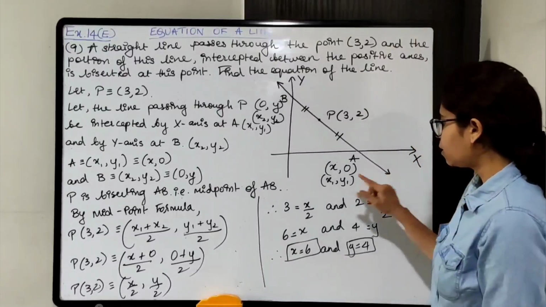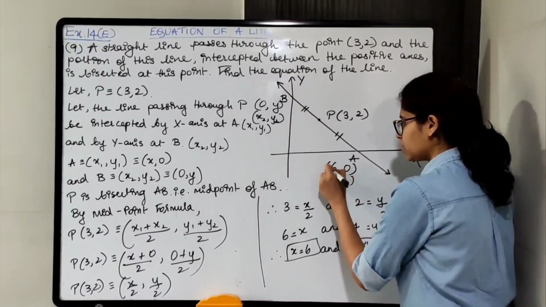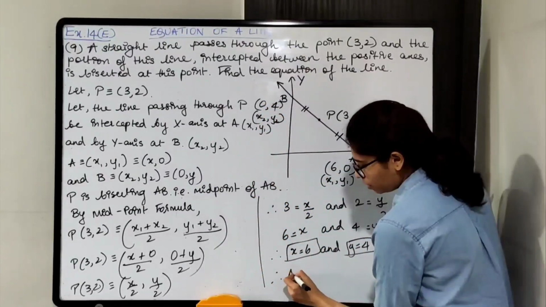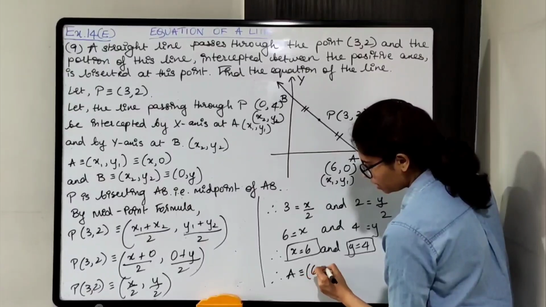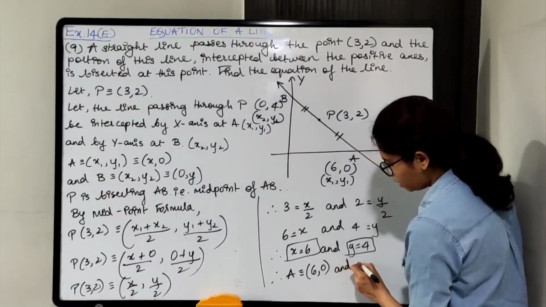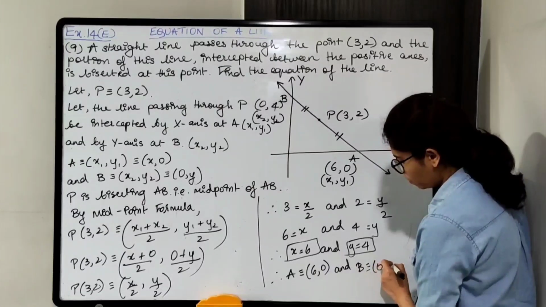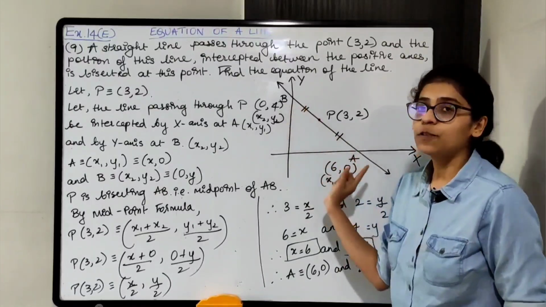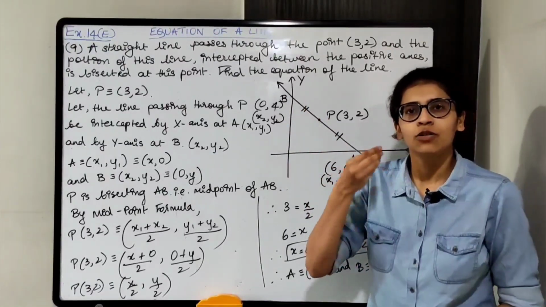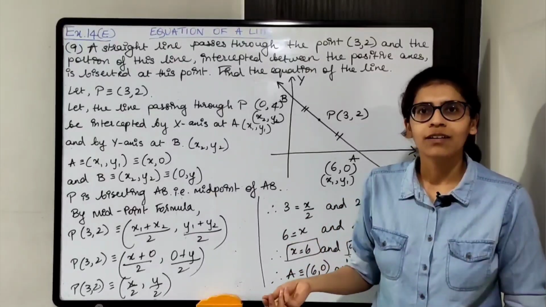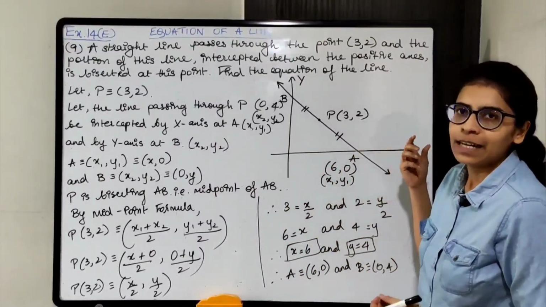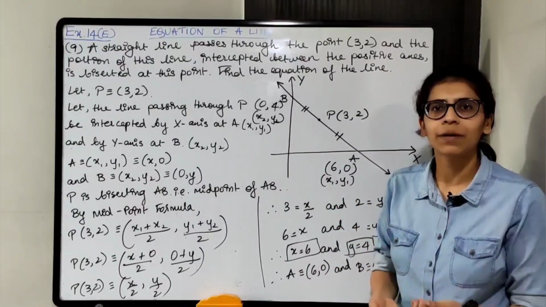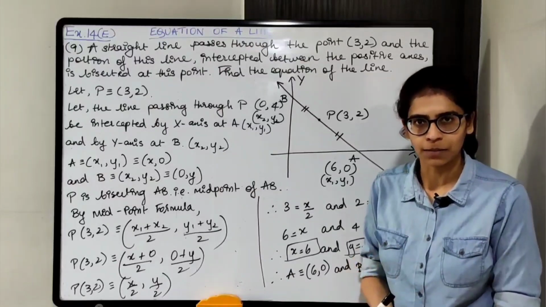Okay. So A will be 6, 0 and B will be 0, 4. So write down A is 6, 0 and B is 0, 4. This is x1, y1, this is x2, y2. So since we have the coordinates of 2 points, we can easily find out the slope. Once you find the slope, we will get m and x1, y1. We can easily frame the equation using the formula y minus y1 is equal to m into x minus x1.